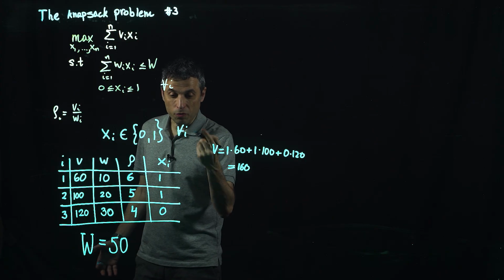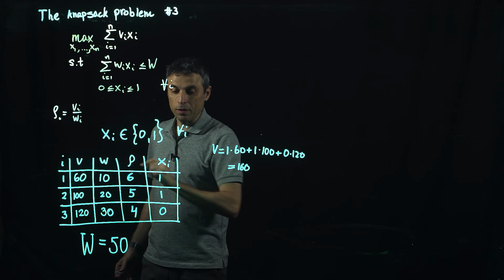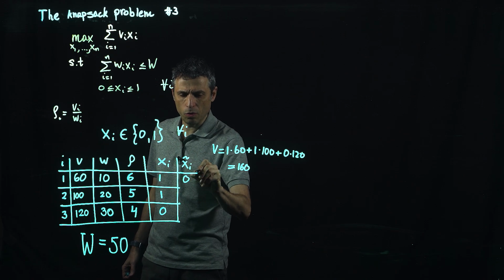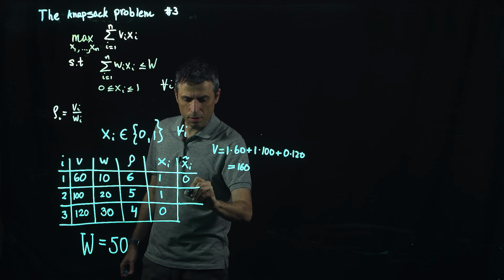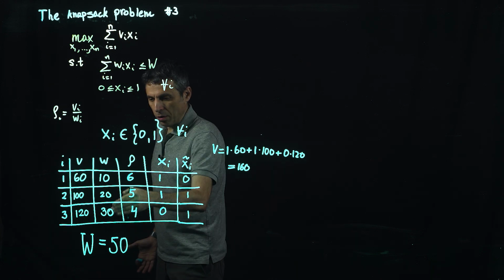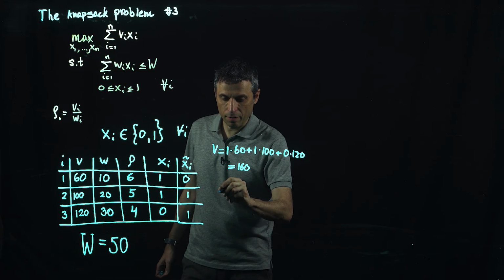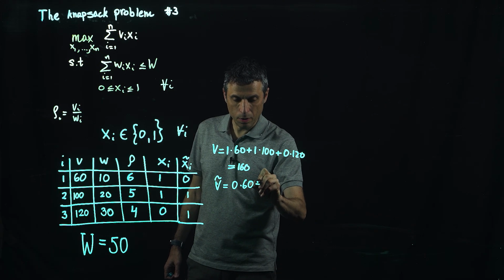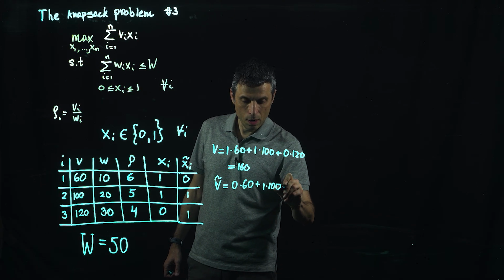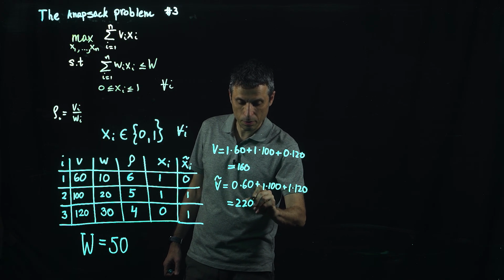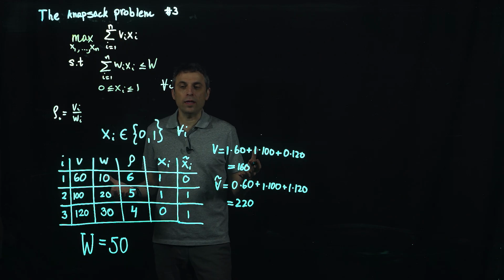If we actually set the first item to be 0, let's call it x tilde, the alternative, this will be 0. And the last two, the least dense ones, the second and the third, I'll put 1, so 20 plus 30 is 50, I can carry 50. So v tilde will be equal to 0 times 60 plus 1 times 100 plus 1 times 120, well, that's much better, 220.